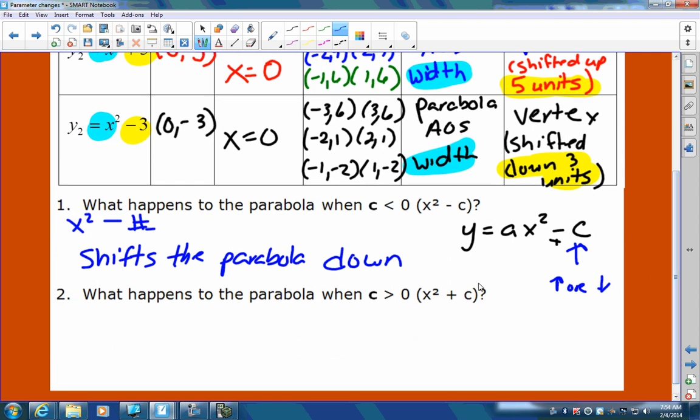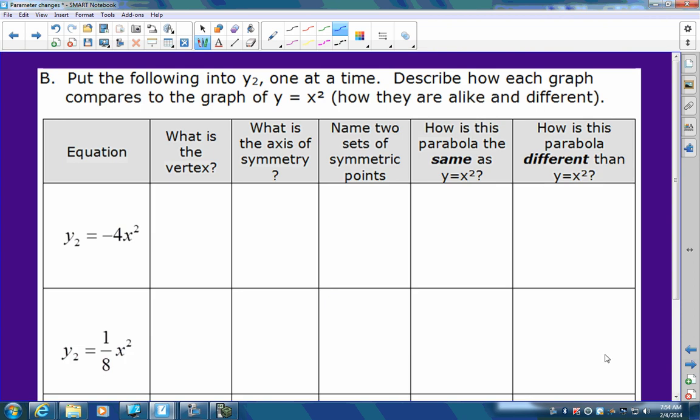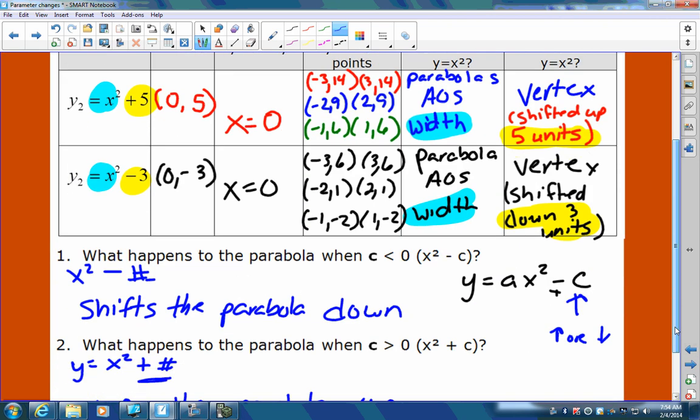When you have y equals x squared plus a number, that plus shifts the parabola up. That's what that last number does. Now, let's go and look at the back of that paper that you guys have. Okay, let me go back because I think some of you guys weren't done writing, and I'll pause it.